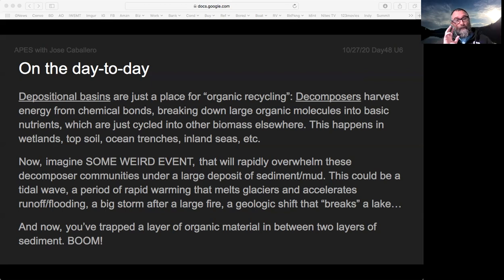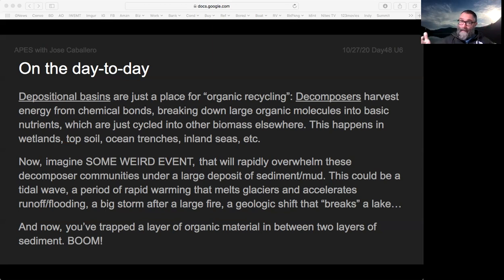I want you to imagine a weird event. This is the rare and exceptional thing. I want you to imagine that somehow all of that organic material is encased, it's trapped, it's entombed by some big deposit of sediment, mud, something. You could imagine a tidal wave hits a coastline and a whole cliff sloughs down and just buries a layer of organic stuff under sediment.